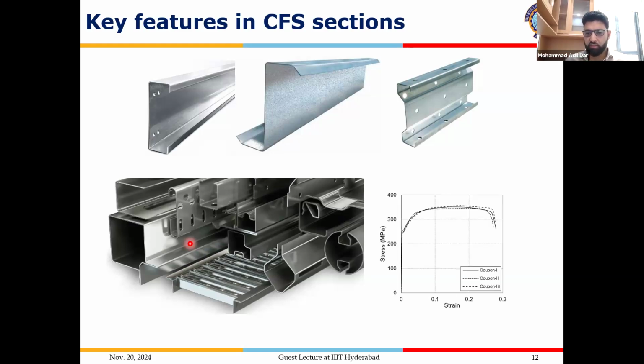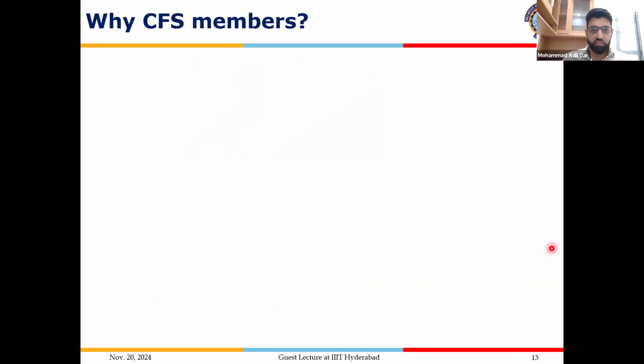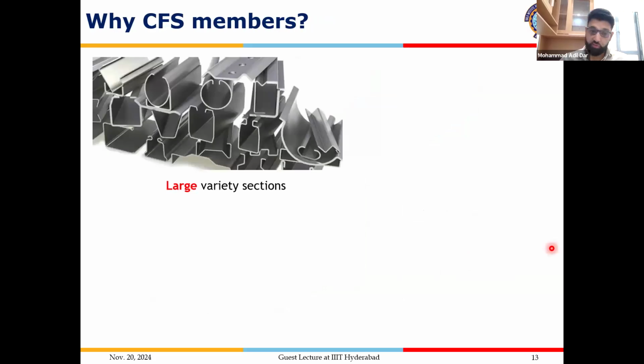Now, because there is no raising of the temperature to 1700 degrees Celsius, the material properties are nearly consistent. These are the stress strain curves that I obtained from my PhD research, and you can see a much more consistent stress strain response. Next, we get a large variety of sections.